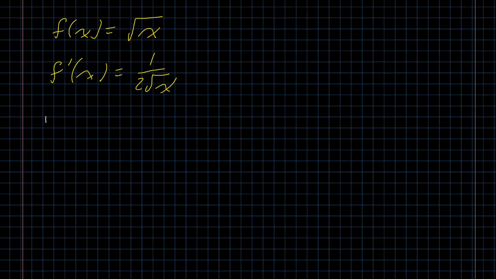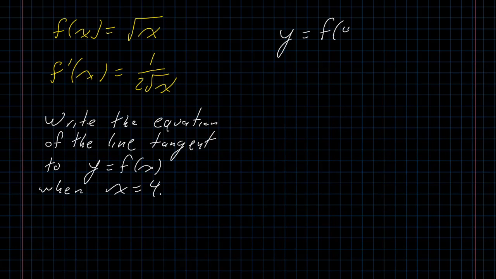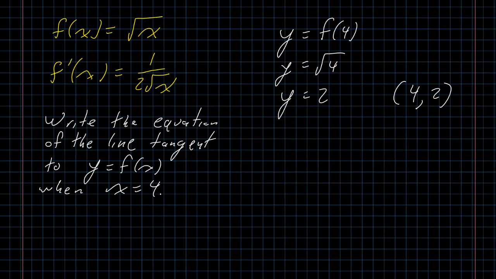With that information in hand, we might want to write the equation of the line tangent to y equals f of x when x is equal to 4. And we absolutely can do that. We know that to write the equation of this line, we need to know what happens to y when x is 4. Well, in this case, that's just the square root of 4, which is 2. So the point (4, 2) is a point on the line.